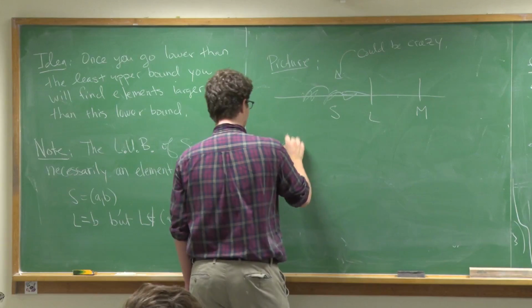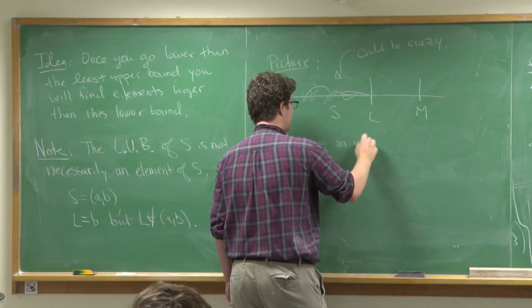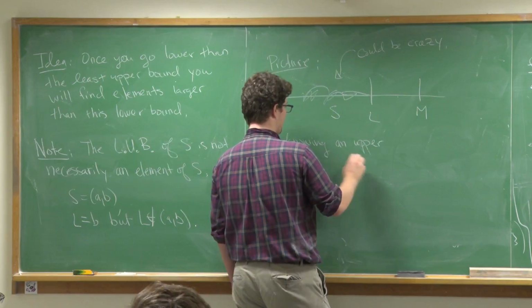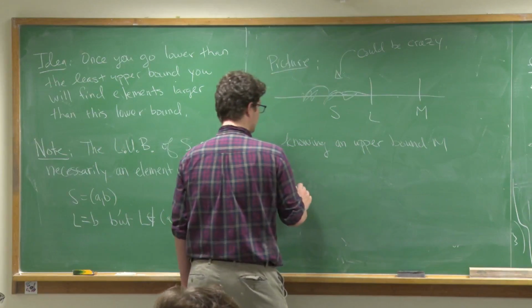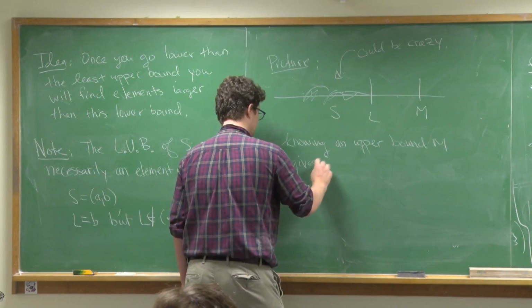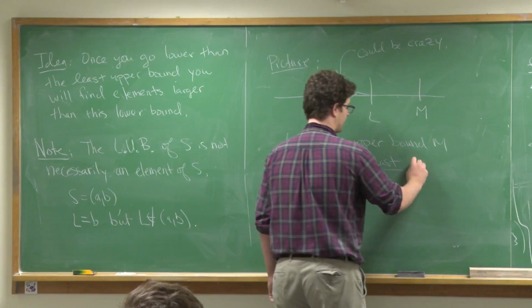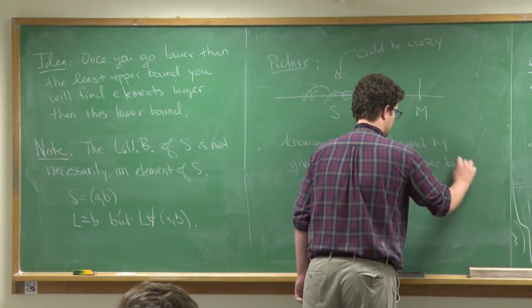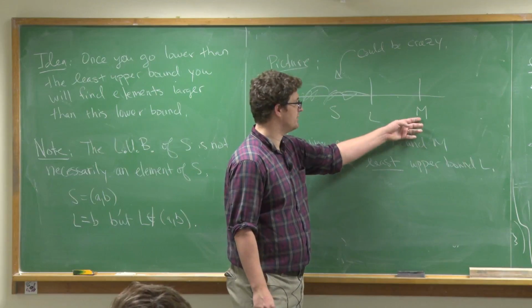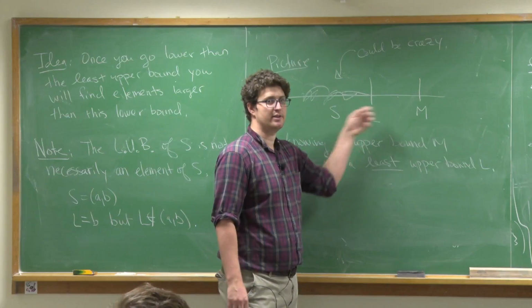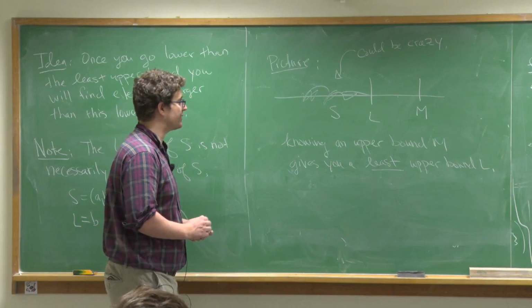And so the idea is that knowing an upper bound, it's not that every set has a least upper bound. An upper bound M gives you a least upper bound. Okay, and that's what the condition says. It says once you have this one, this upper bound, you get a least upper bound. All right. So once there exists one, there's a least one.